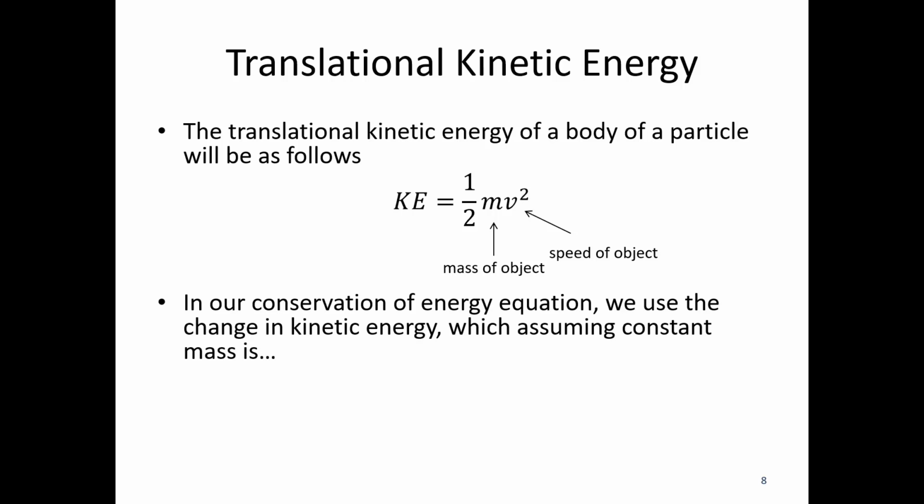So in our conservation of energy equation, we use the kinetic energy, which is assuming a constant mass. So delta KE is going to be 1/2 m v final squared minus 1/2 m v initial squared. And delta KE is what shows up in the equations, not necessarily the KE we have above. So final and initial velocities is what we need to distinguish.